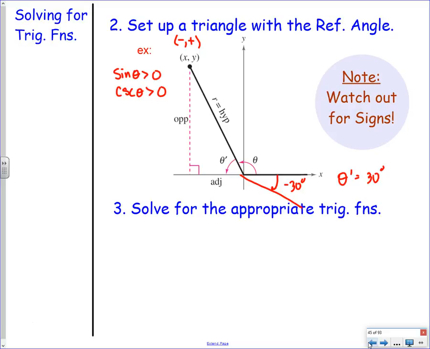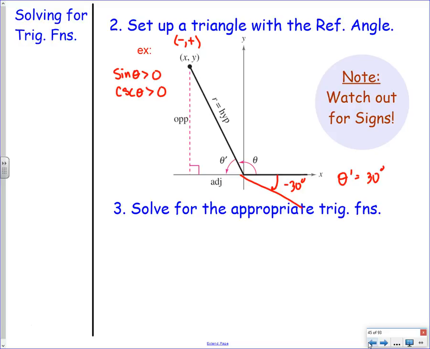So the reference angle has to always be positive, hence why we couldn't just steal the negative. It has to be something acute, which is why for this one we wouldn't take the theta, we would take the theta prime. And my hint is always watch out for the signs.